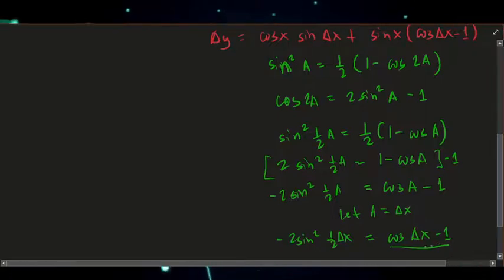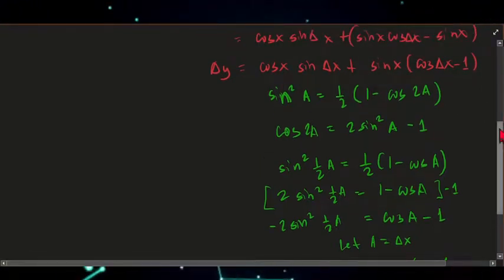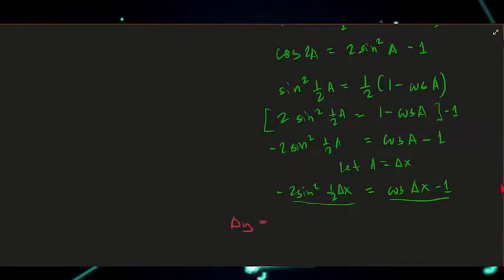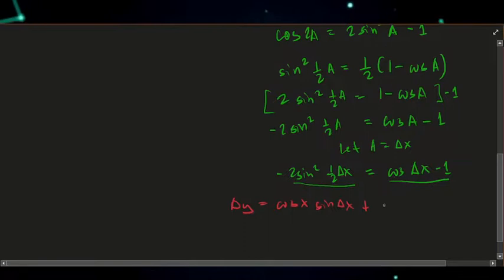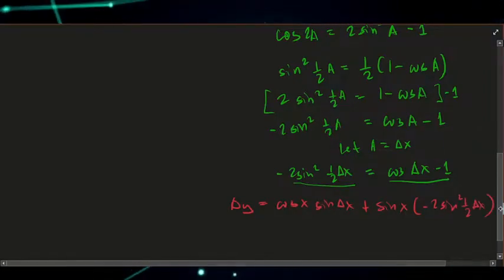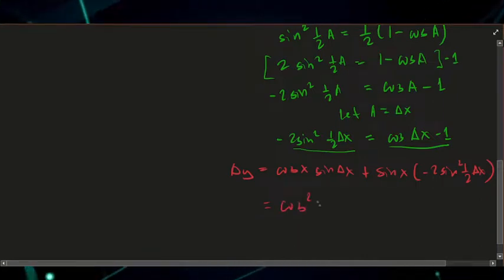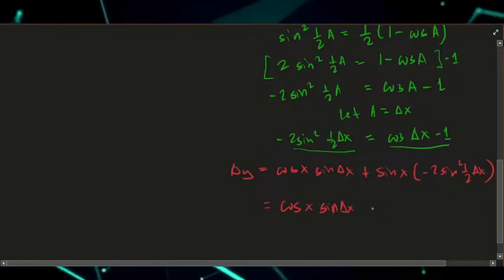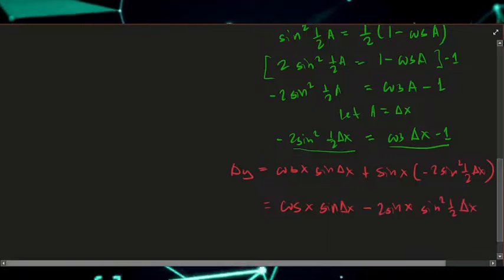So we could now substitute the value of this term into this expression here. We could have delta y is equal to cosine x sine delta x plus sine x times negative 2 sine squared 1/2 delta x. Then we simplify this further. So we have cosine x sine delta x minus 2 sine x sine squared 1/2 delta x.